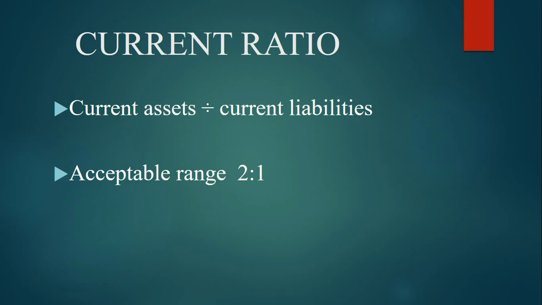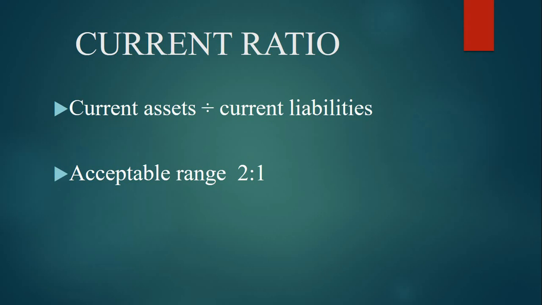Current ratio means current assets divided by current liabilities. We will take the data of current assets from the balance sheet and the current liabilities data also from the balance sheet. This is also called the balance sheet ratio. Total current assets will be divided by the total current liabilities.